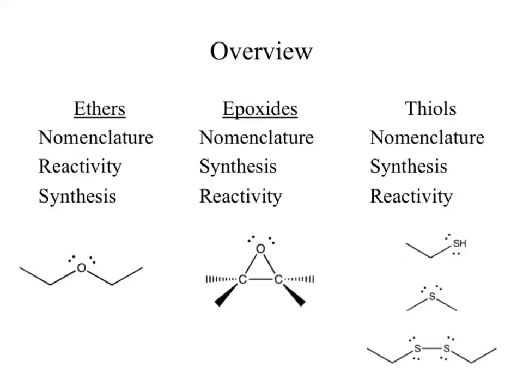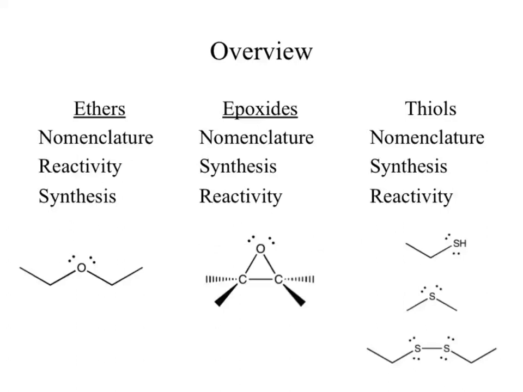For instance, we did talk about how we can make ethers. Those of you that have actually been showing up to office hours might actually know the name for how we make ethers. It's a named reaction known as the Williamson ether synthesis. There's other ways to make ethers as well, so we'll look at those two possibilities.